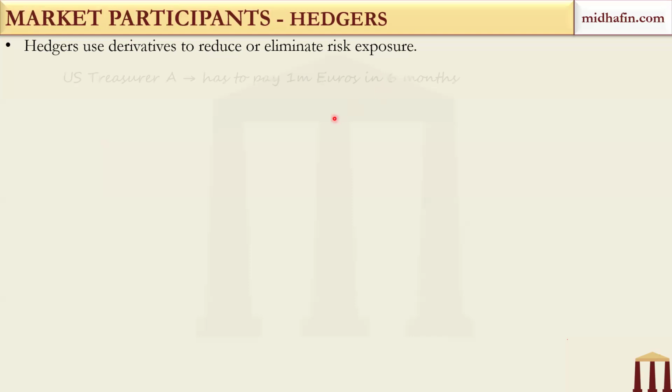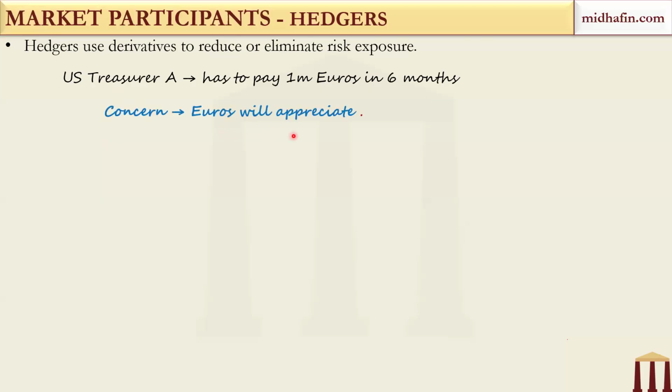Let's take an example. Let's say you have a US treasurer. The US treasurer has to pay 1 million euros in 6 months. Again, we have done this earlier. What is the concern for the treasurer? Appreciation of the euro. Absolutely. An increase in the value of the euro would make the payment more expensive in dollars because the treasurer is US based. The domestic currency of this treasurer is dollars. So if the euro appreciates, this payment in 6 months will be more expensive in terms of dollars.